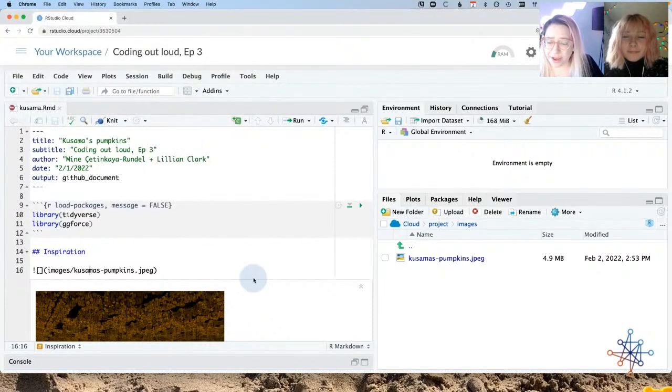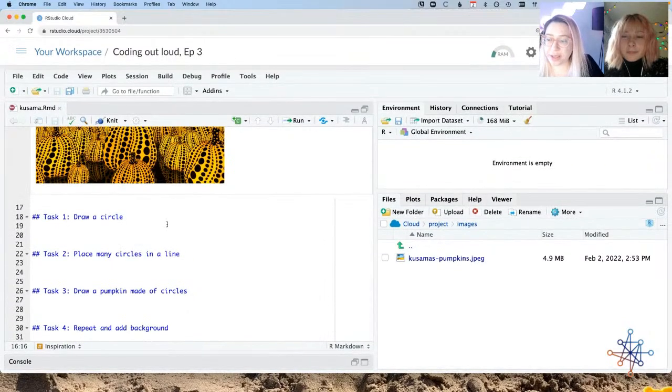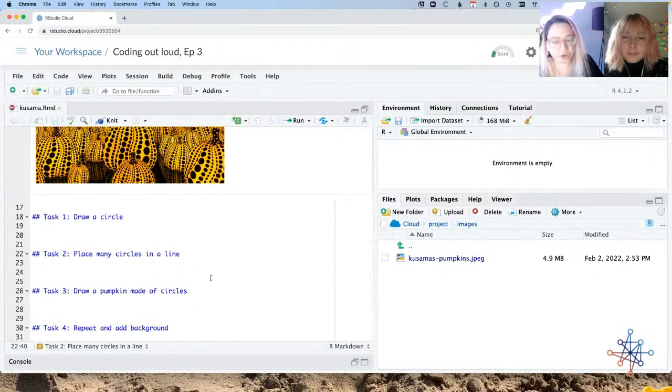So, what I thought that we might try to tackle, and we'll see how much of it we get through, is to draw a circle, then place many circles in a line. Because to me, these look like they're in a line, although it's a curved line, not a straight line. Draw a pumpkin made of circles, and then repeat these pumpkins and maybe add the background to bring the yellow into the mix as well. Does that sound like a good plan to you? Yeah, that sounds good.